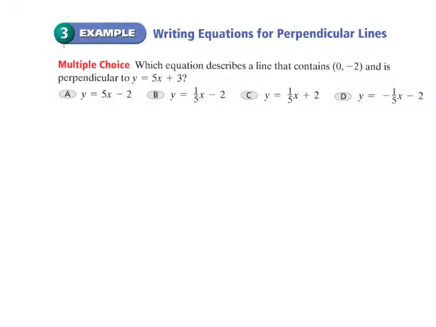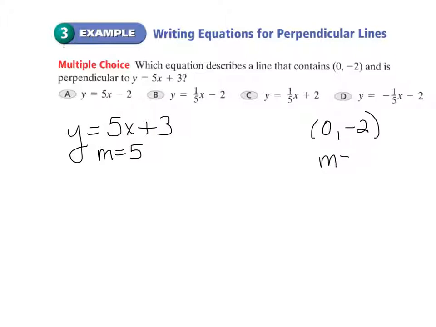So example number 3. Which equation describes a line that contains the point (0, negative 2) and is perpendicular to y equals 5x plus 3? So let's take our equation, y equals 5x plus 3. The slope here is 5. But I want a perpendicular line, so I have to figure out the negative reciprocal of that. I have a point (0, negative 2), and the slope of this line, the negative reciprocal of 5, would be negative 1/5.